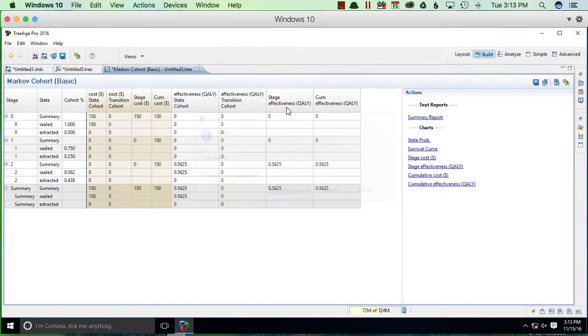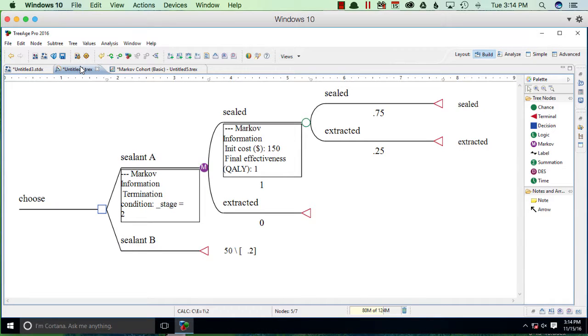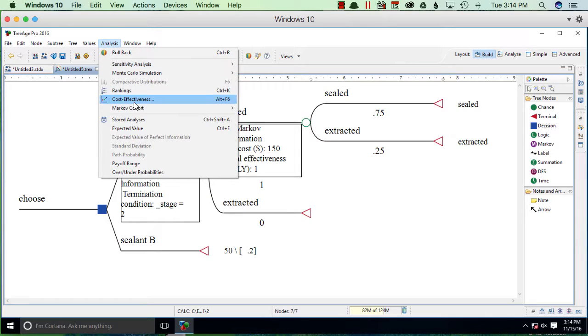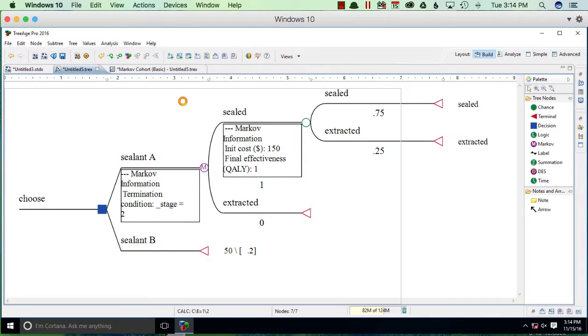And now let's just run the basic Markov report. So this Markov report shows the different stages of the model. This is like in the one where I show you by hand, where it's going through a recursive tree. Stage 0, 100% of them are sealed, 0% of them are extracted. Stage 1, 75% of them are sealed, 25% of them are extracted. Stage 2, less of them are sealed, more are extracted compared to stage 1. So each stage of the model, less and less are sealed, more and more of them are extracted. At 0.56, the cumulative effectiveness of the Markov model, that's what's going to go into cost effectiveness.